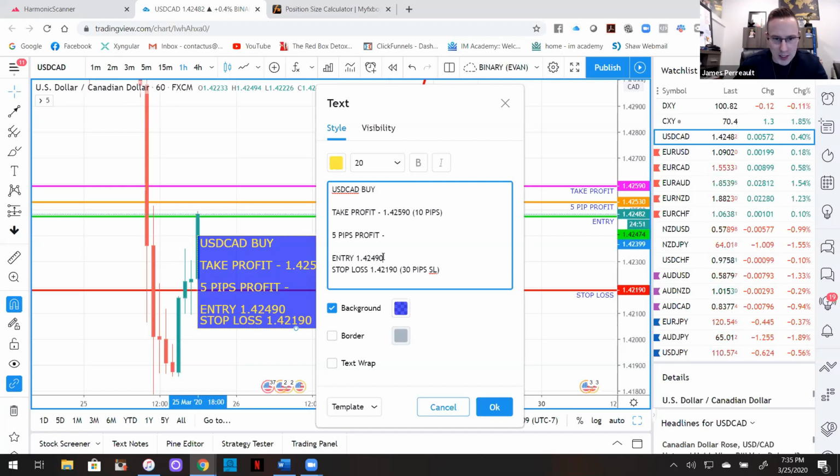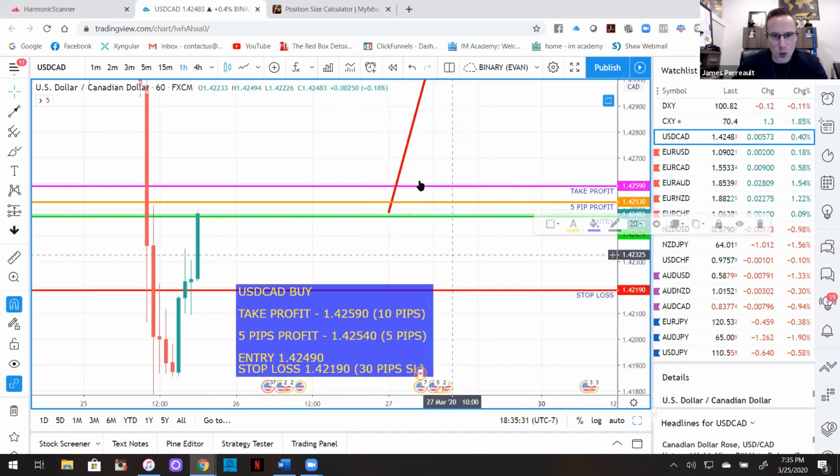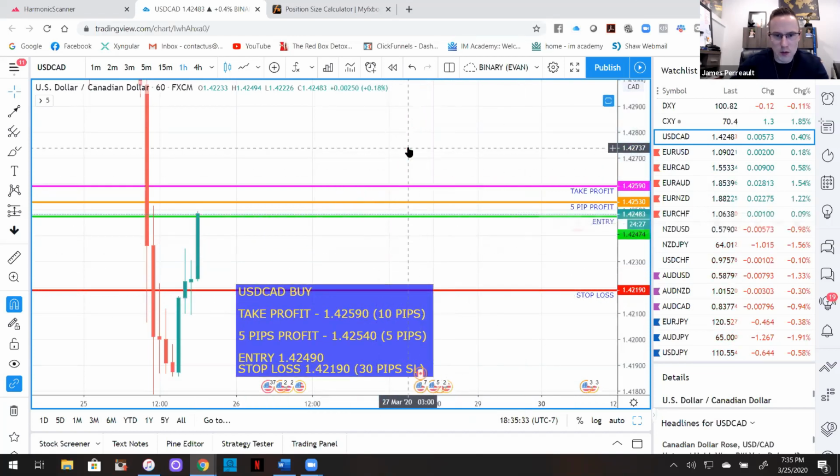Again, we just come here, we drop that last number. You literally just add 5 pips to that, right? 1.42, put a comma, 1.42540. Okay, that's 5 pips. So once, okay. So once this trade, let me get rid of this arrow.